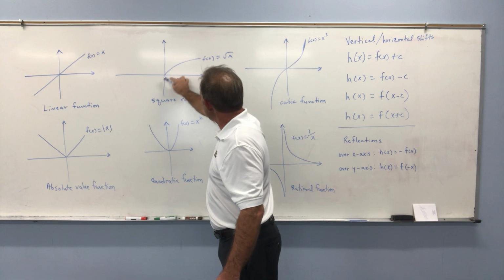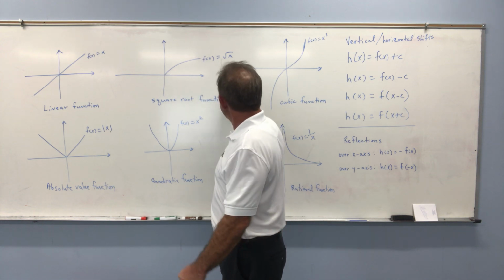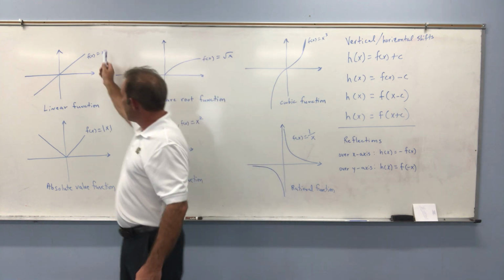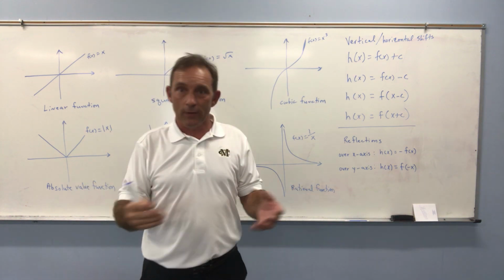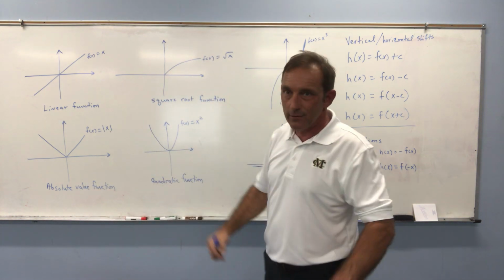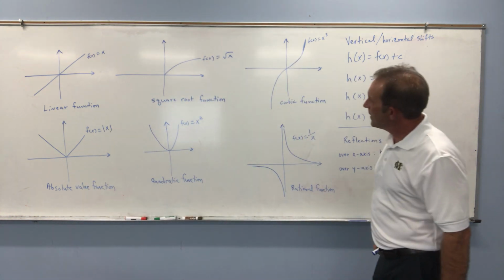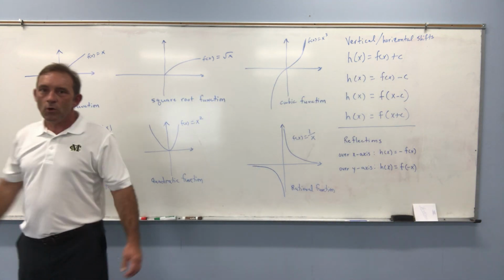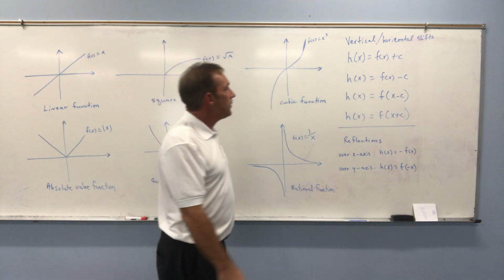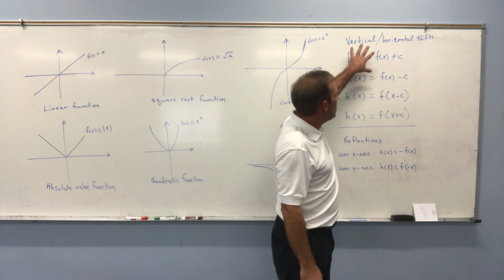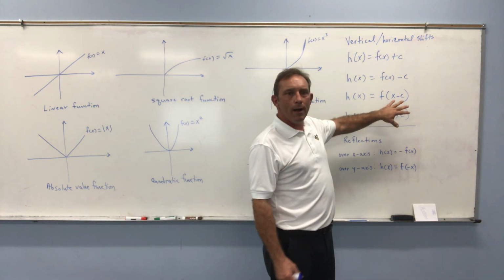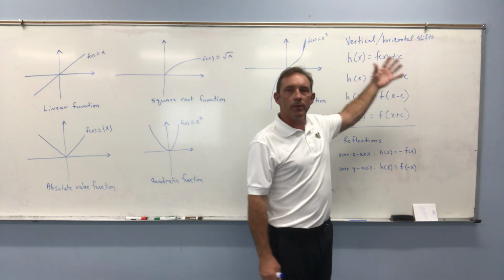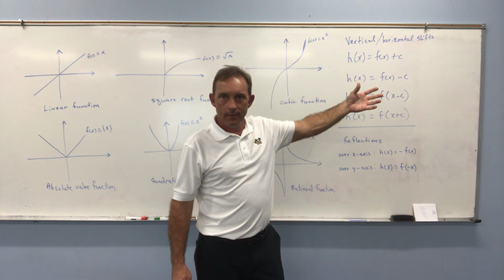You're still going to have the same basic parabola for any quadratic. You're going to have this basic shape for any square root function. Obviously, any variation on a line is still going to be a line, and so forth. So it's important to be familiar with these basic shapes. And then once you're familiar with the basic shapes, we need to look at how certain elements are going to change the graph.